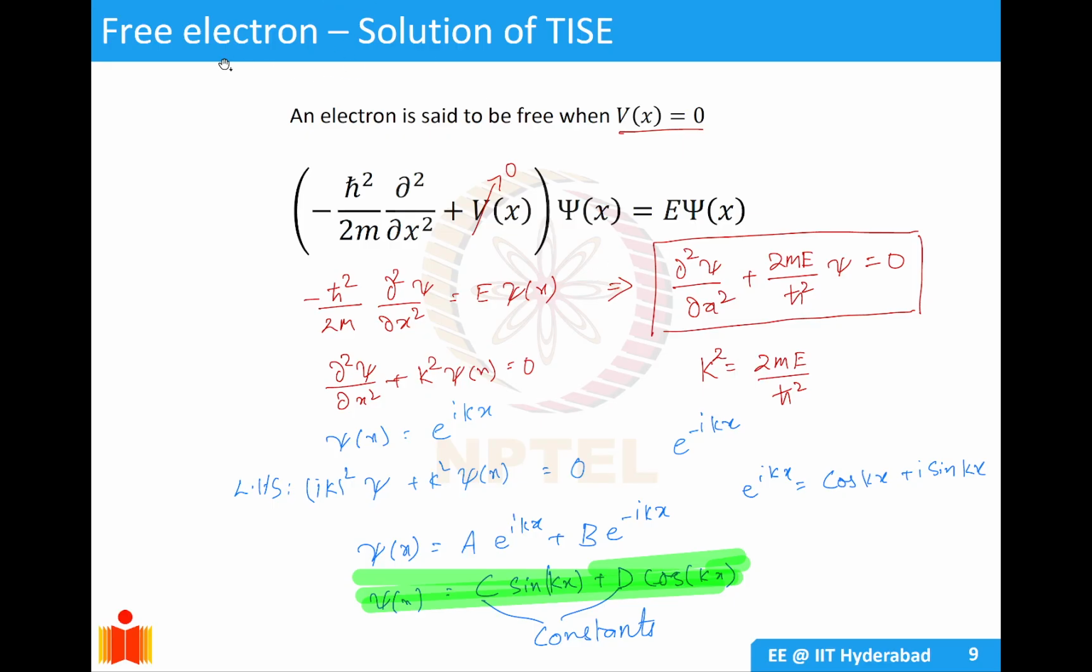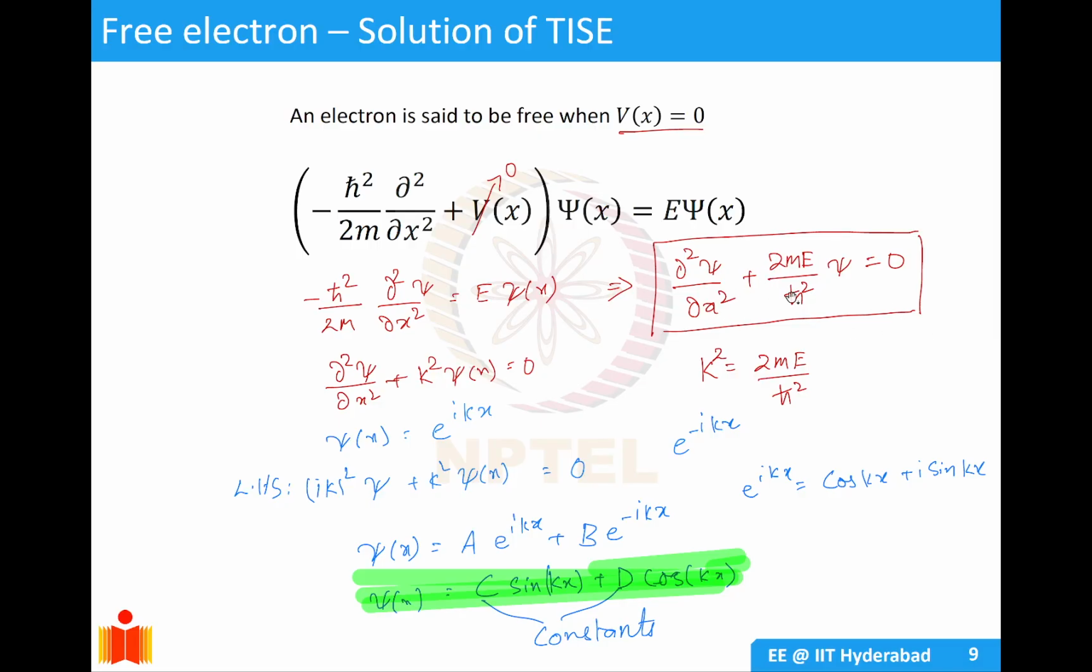So we first calculate the free electron solution. A particle is said to be free when V of x is 0. So we put V of x equal to 0. So we get minus h cross square by 2m del square psi by del x square is equal to E psi of x.